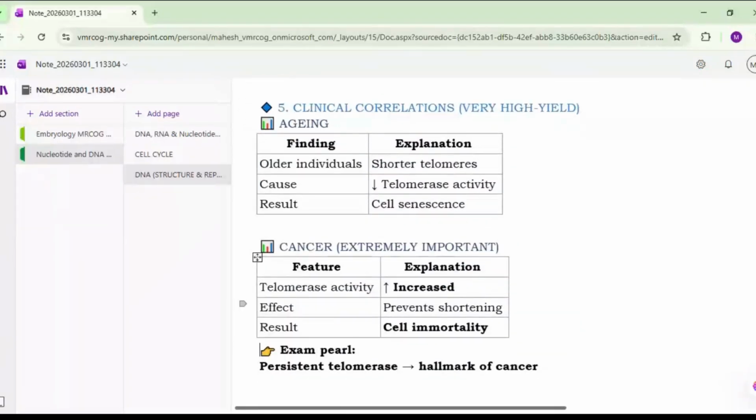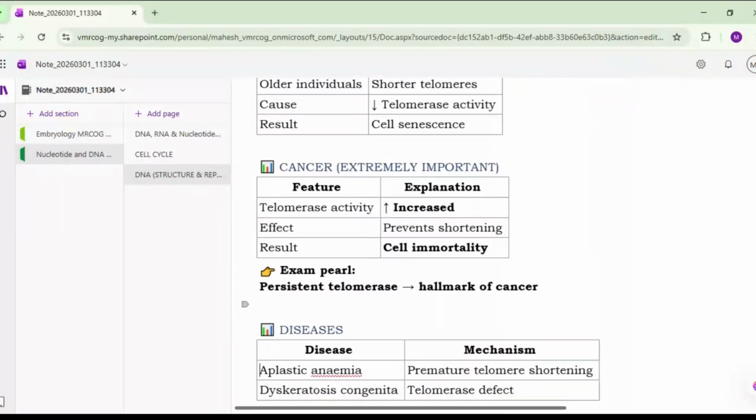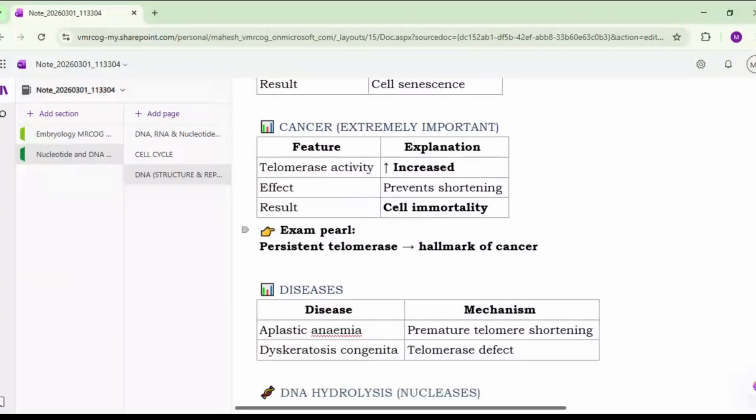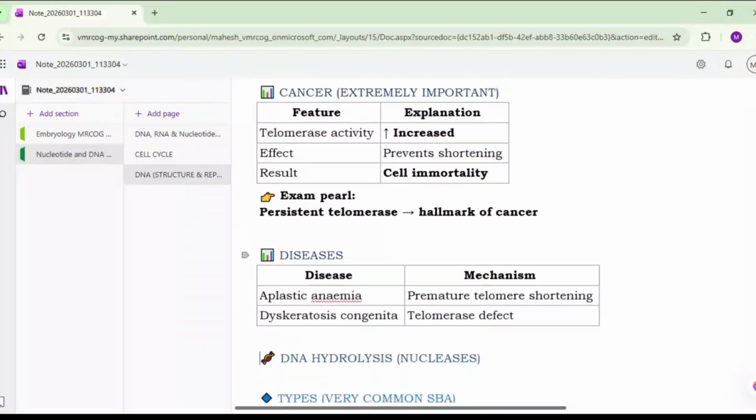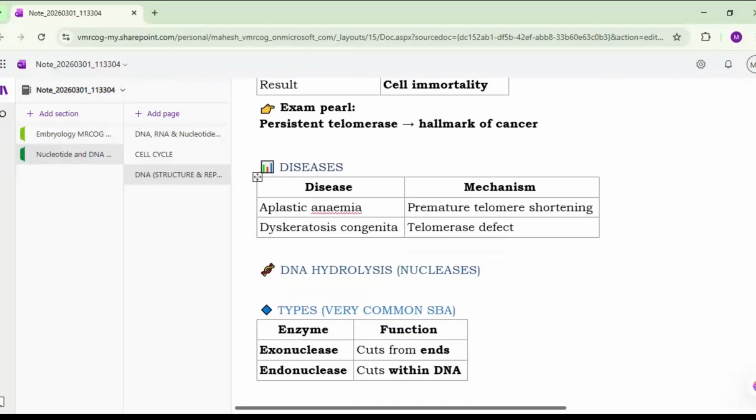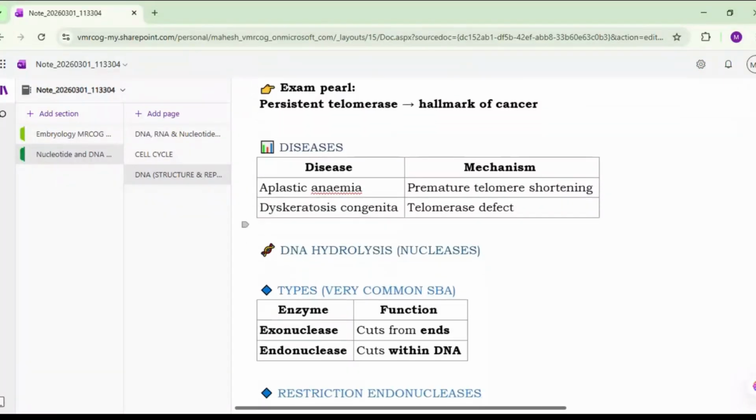What happens in cancer? Telomerase activity is increased. That prevents the shortening, and there is cell immortality. So more and more cells. Okay. So persistent telomerase is the hallmark of cancer. Okay. In aplastic anemia, there is premature telomere shortening, and in dyskeratosis congenita, there is a telomerase defect.